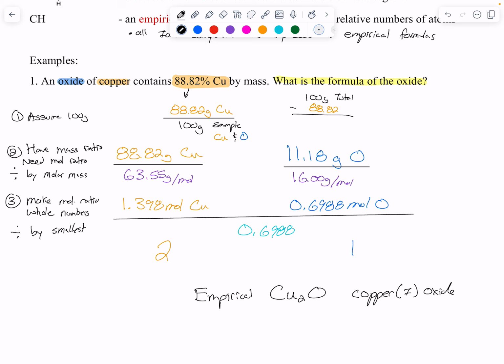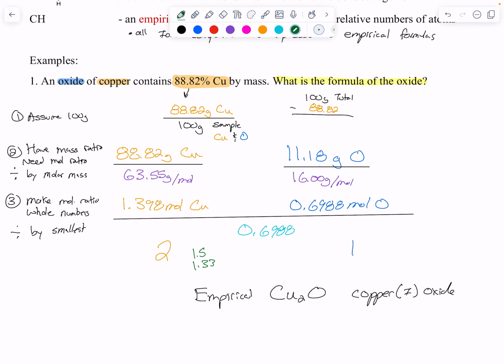Copper(I) oxide. Now, I need to pause here because I always tell students this. I got 2 and 1. What if I had got 1 and 1.5? Can I just round that up to 2? The answer is no. You'd have to double both. If I'd got 1.33, I can't just round that down to 1. I have to triple both, copper and oxygen.